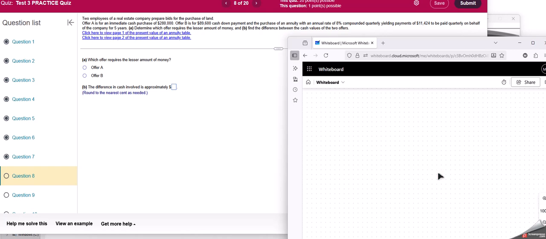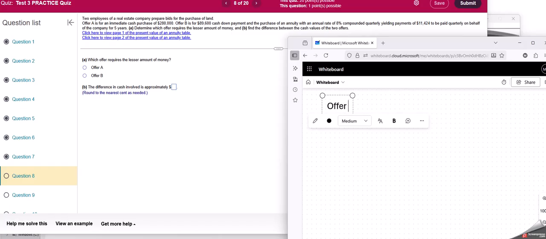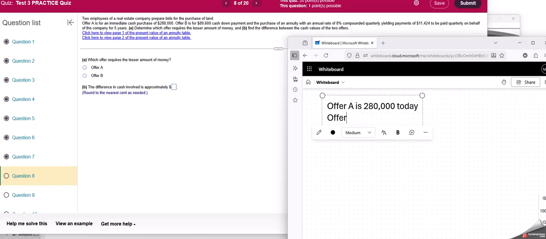Two employees of a real estate company prepare bids for the purchase of land. Offer A is an immediate cash purchase of $280,000. So offer A is what it is. We don't have to do anything. Then we've got to compare that to offer B. So offer B, we have $89,600 cash. So we don't have to do anything to that either until we get to the end, then we just have to add it.